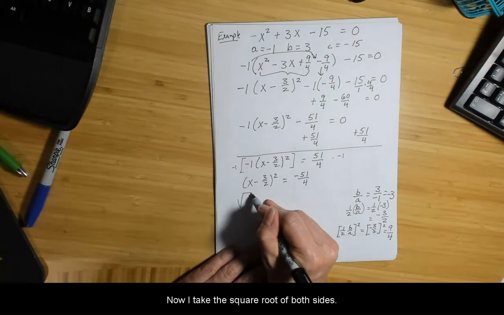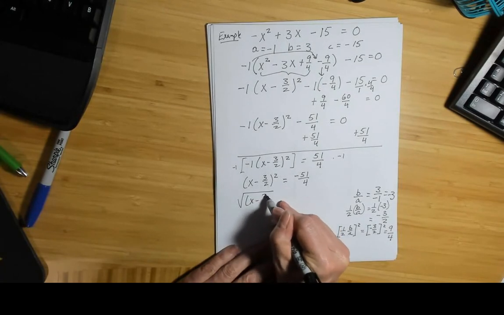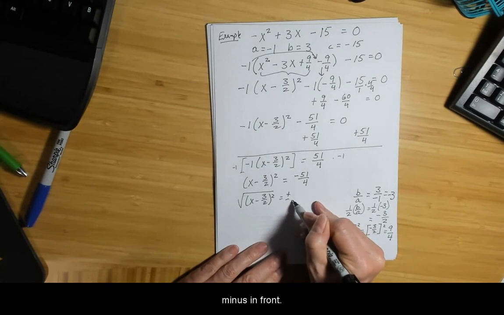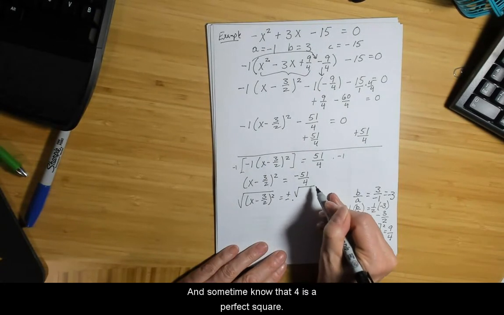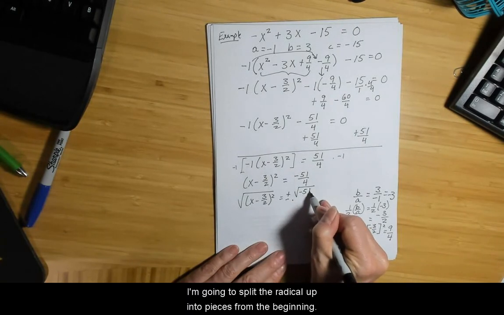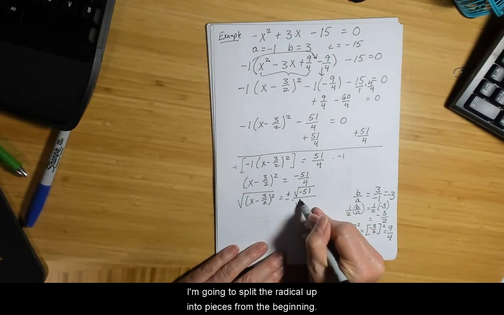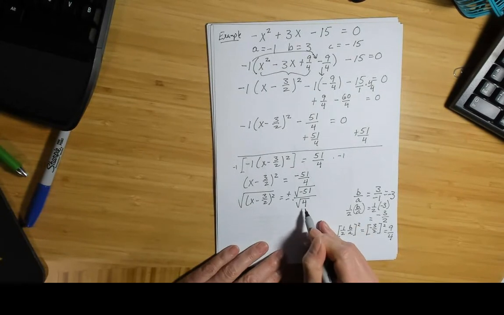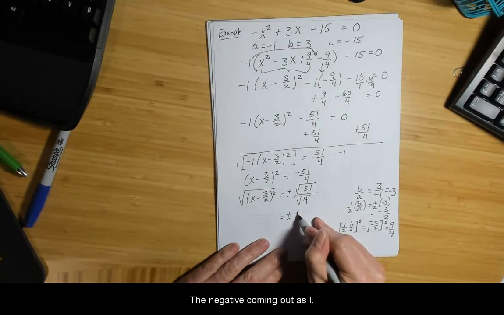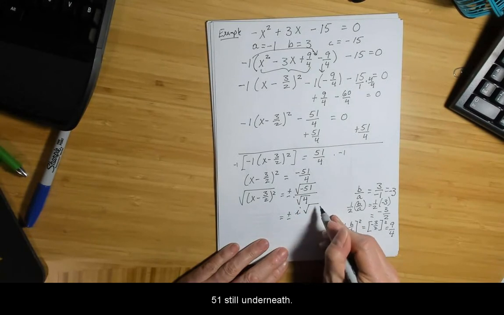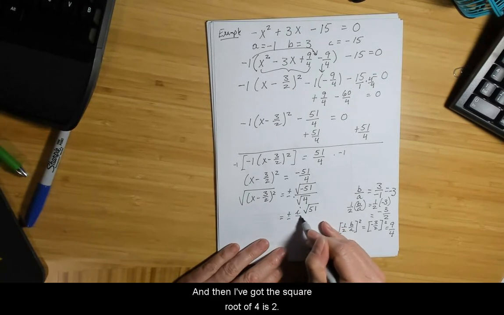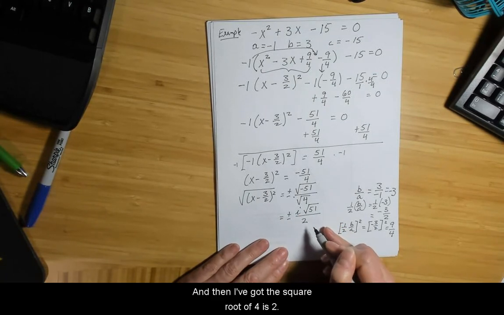Now I take the square root of both sides. The side without the variable x will have to have a plus or minus in front. And since I know that 4 is a perfect square, I'm going to split the radical up into two pieces from the beginning. That will give me the negative coming out as i, 51 still underneath, and then I've got the square root of 4 is 2.